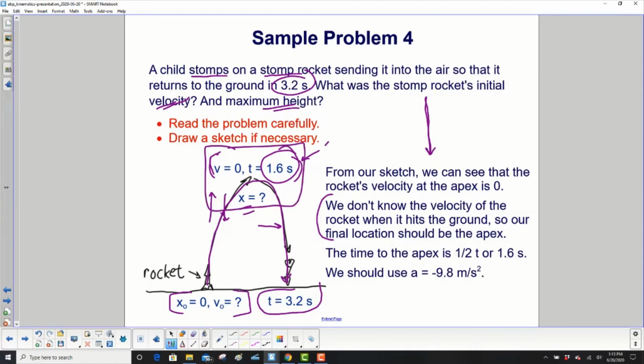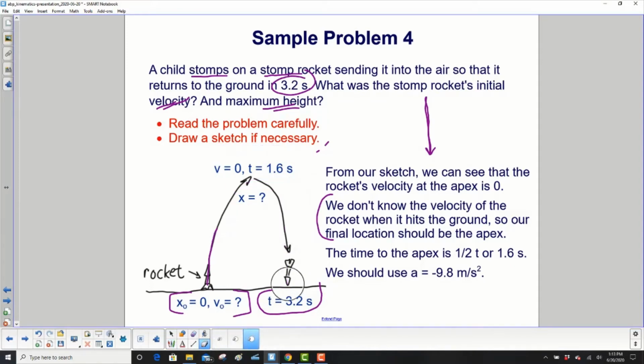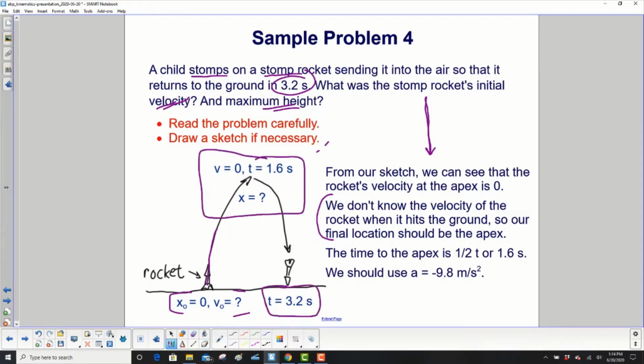Way too much stuff written there, so let me erase some of that. The key part of this experiment is we know the velocity here. We do not know the velocity here. Therefore, we want to work with the top part of the problem. So if it took 3.2 seconds to come down, we're going to assume it took half the time to get up and the other half to come down.